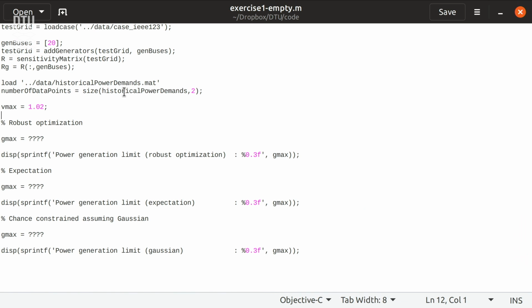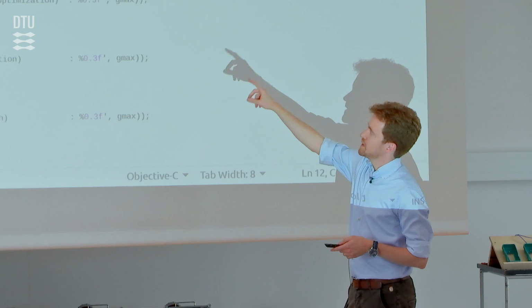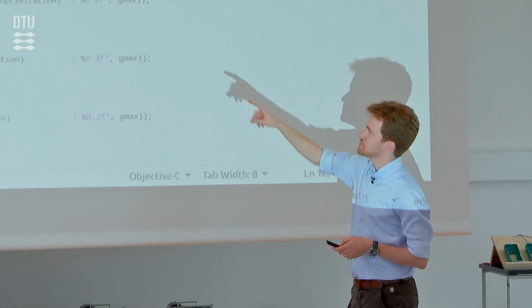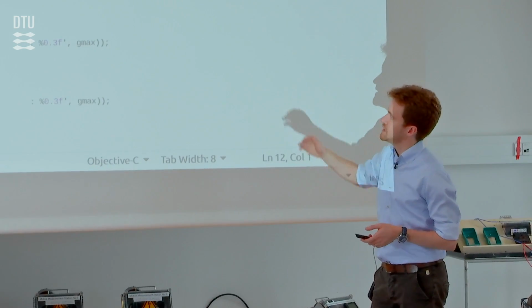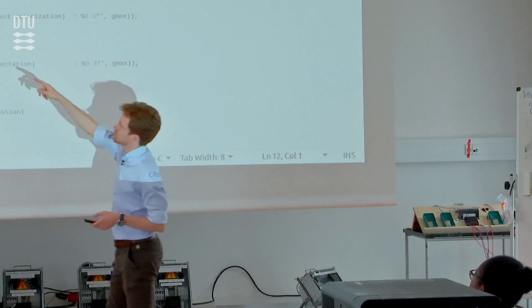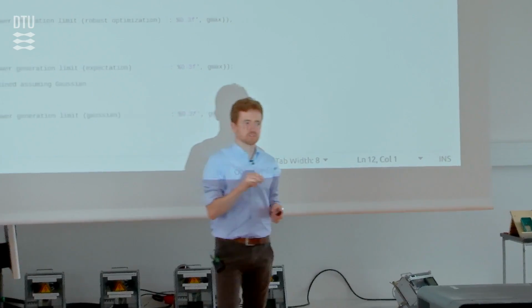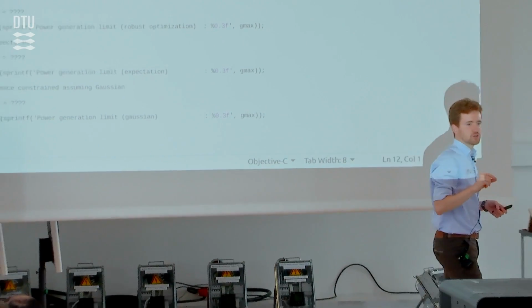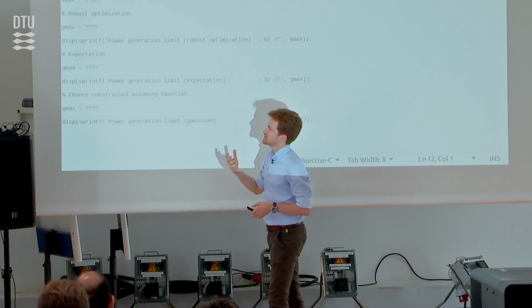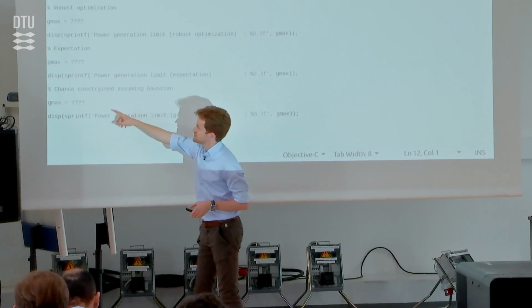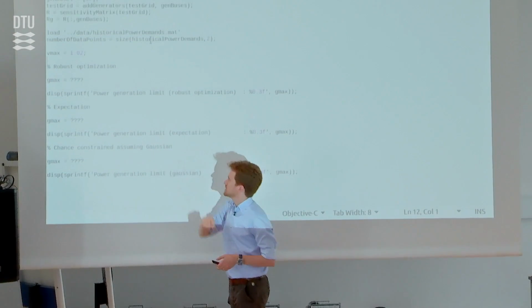Then I load the power demand, the historical power demand. I'm going to tell you how many data points you have and so on. The Vmax is 2% above the nominal voltage. And then I want to compute Gmax for the robust optimization. By robust optimization, I mean the only information you have is that loads are actually positive. Then you compute the Gmax in expectation, so for the expected demand. And then you compute the Gmax assuming Gaussianity.